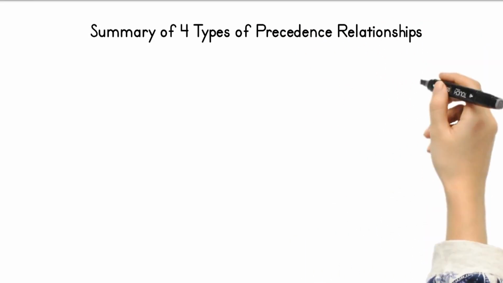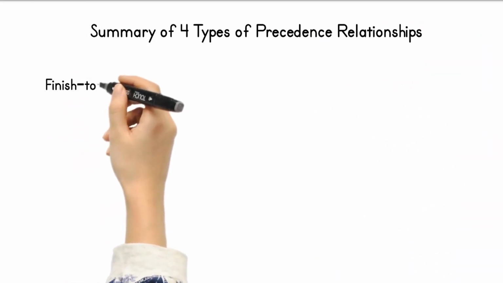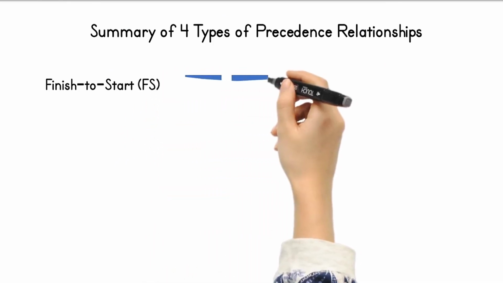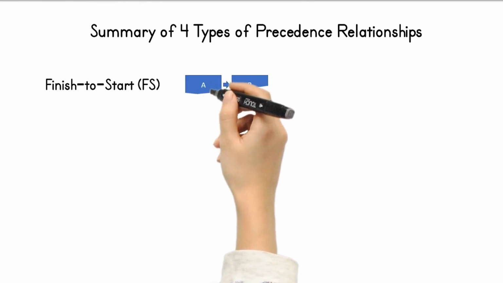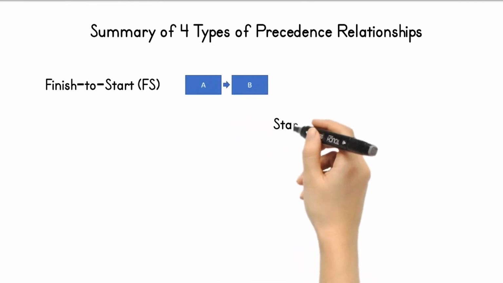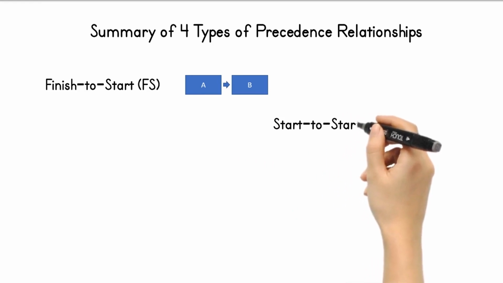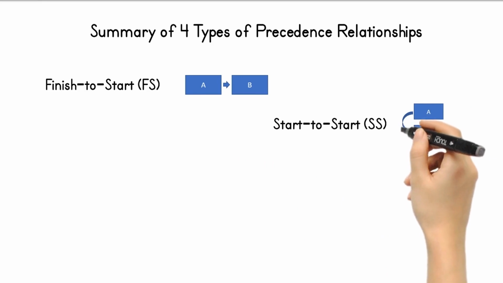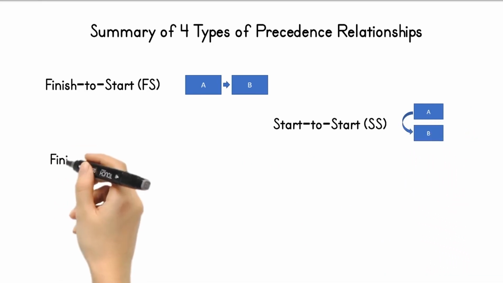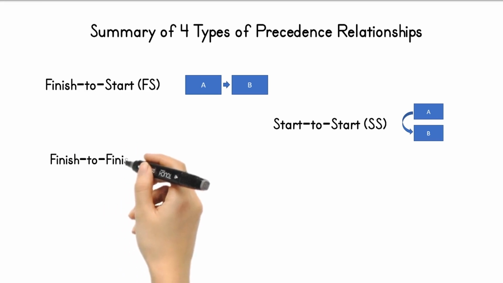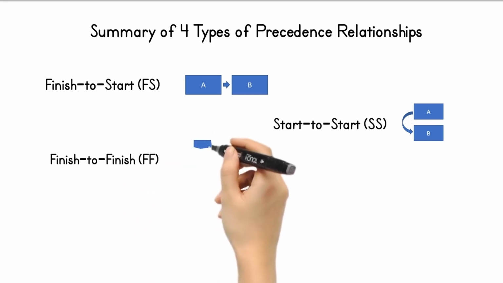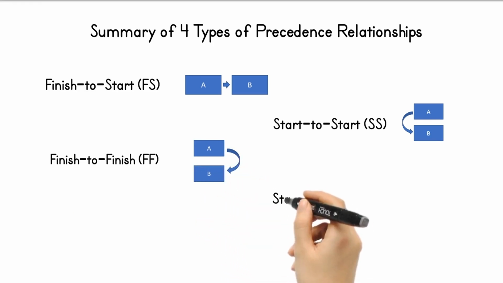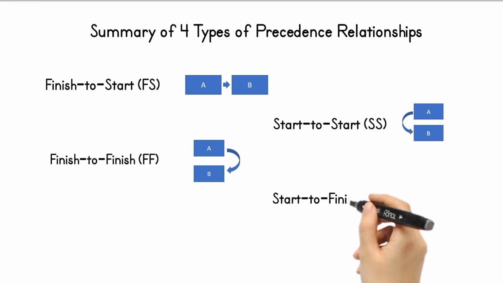To summarize, there are 4 types of precedence relationships. The finish-to-start relationship is the most common relationship. The predecessor activity must be finished before the successor activity can start. The start-to-start relationship is used when the start of the predecessor activity determines the start of the successor activity. The finish-to-finish relationship is used when the finish of the predecessor activity determines the finish of the successor activity.